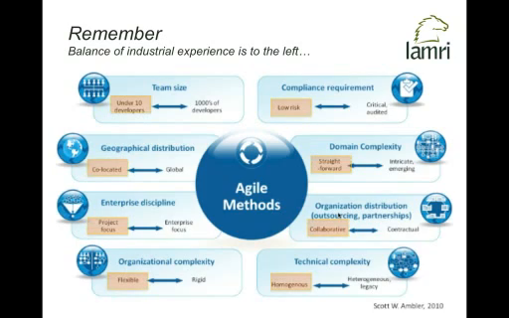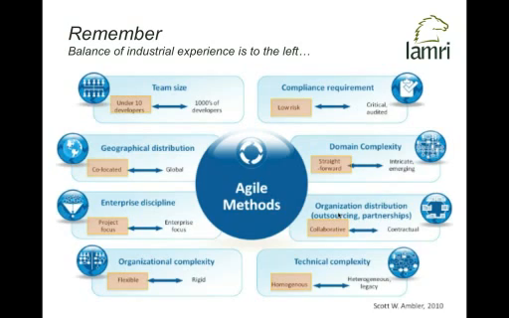I really like this chart. It's taking loads of different dimensions on applying Agile methods, from technical complexity through to the discipline of the enterprise, through to the complexity of the domain. And I think the interesting thing is each of these is on a continuum from left to right. You've got geographical distribution, for example: co-located on the left, global on the right. You've got organization and distribution down on the right there. It goes from collaborative through to contractual.